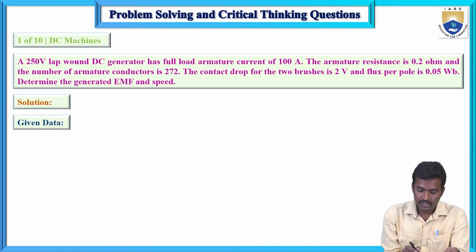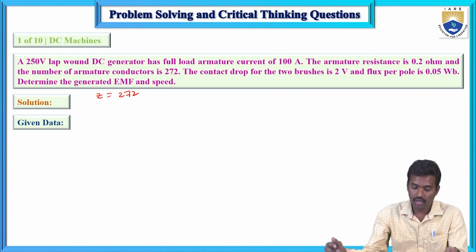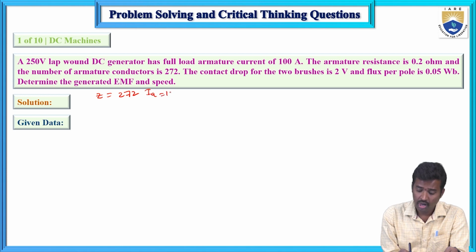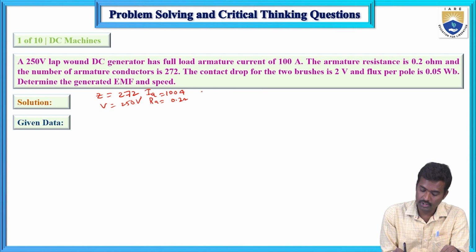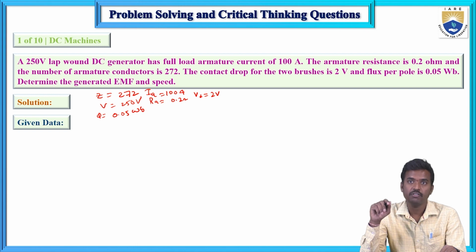The given data: Z equals 272 conductors, armature current IA equals 100 amps, supply terminal voltage V equals 250 volts, and armature resistance RA equals 0.2 ohms. For the two brushes there is a contact drop, the brush contact drop, equal to 2 volts. Flux per pole equals 0.05 Weber. Now determine the induced EMF and speed. Here we know the formula.